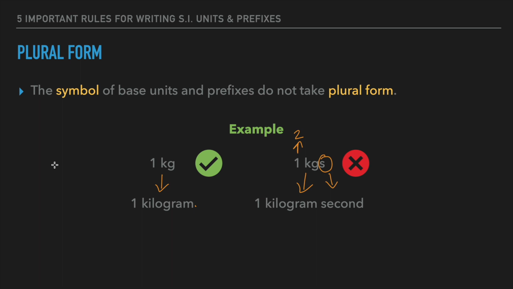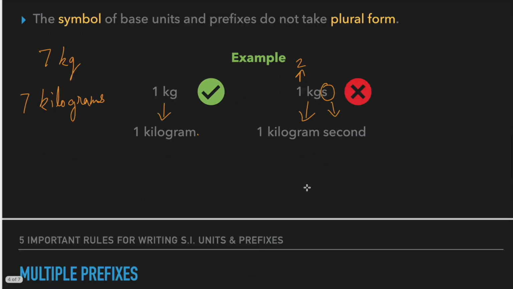For example, 7 kg, when fully written out, you can add the plural. So no problems there, because we are writing the full name, so it makes it clear for us. But when we are dealing with symbols, the plural form is a red signal, stop, because it's going to create another meaning, which in this case is kilogram, kgs, that would stand for kilogram-seconds.